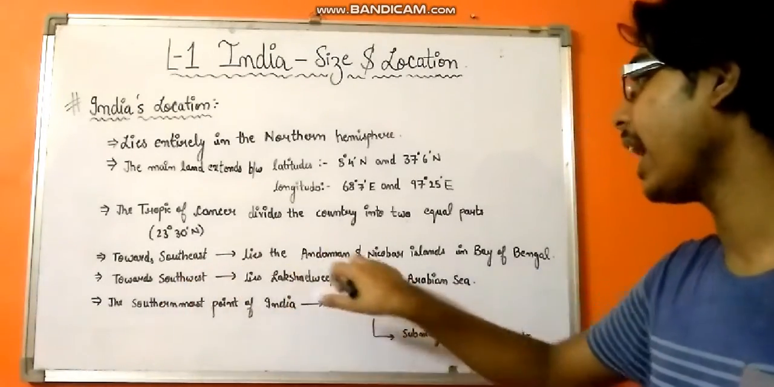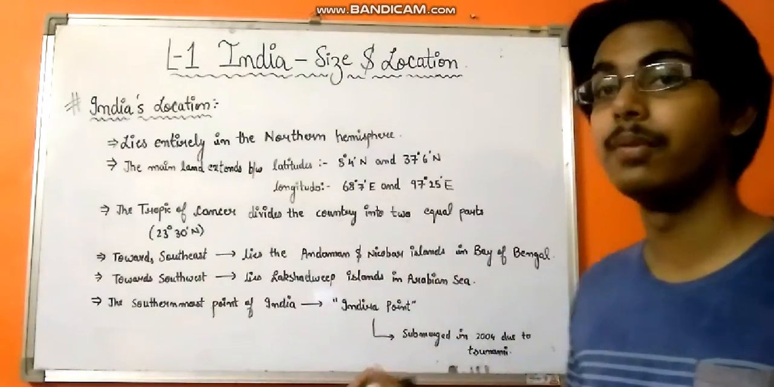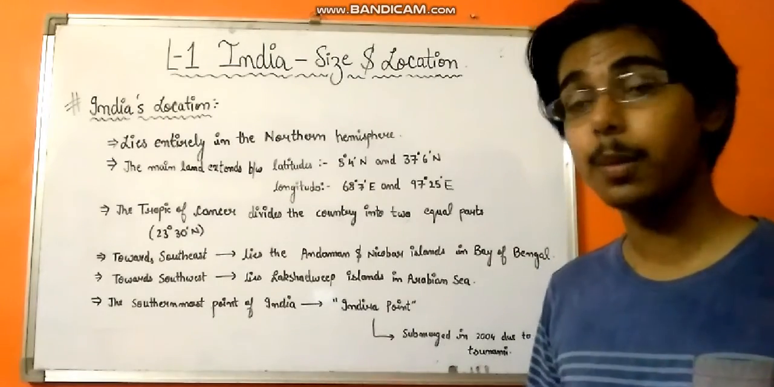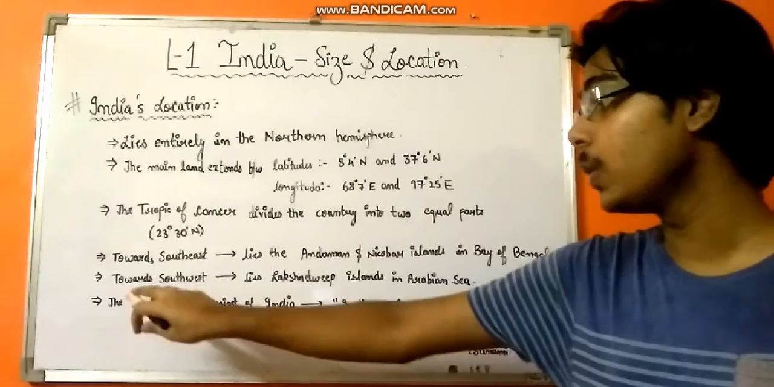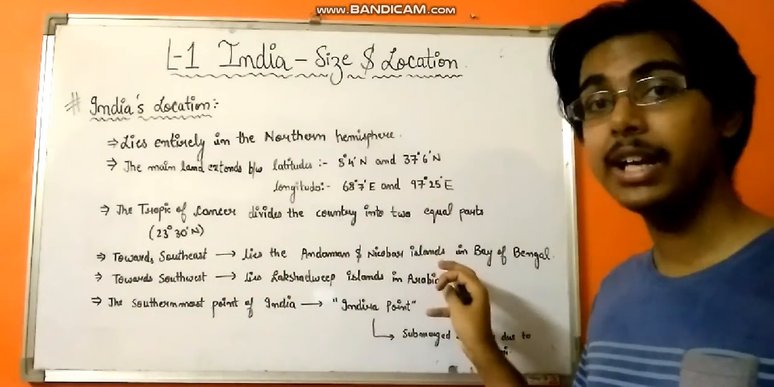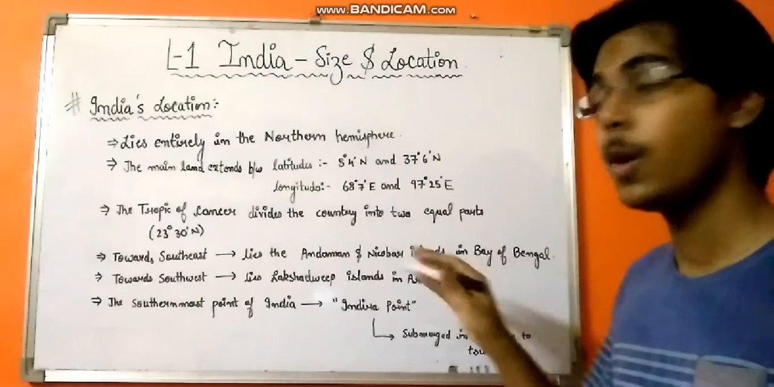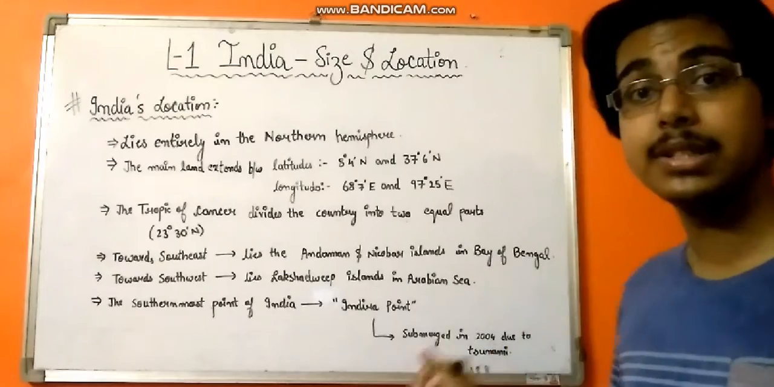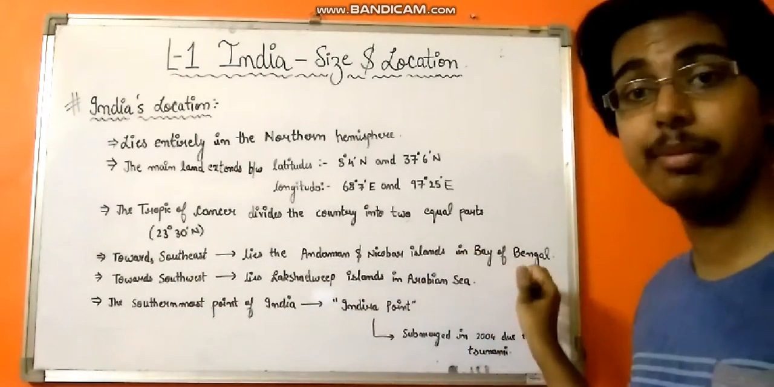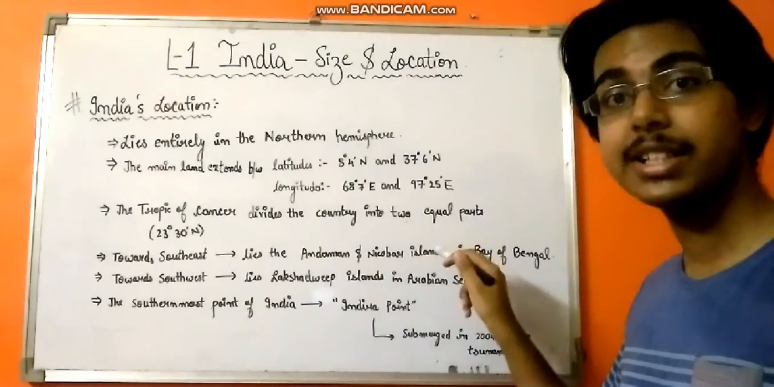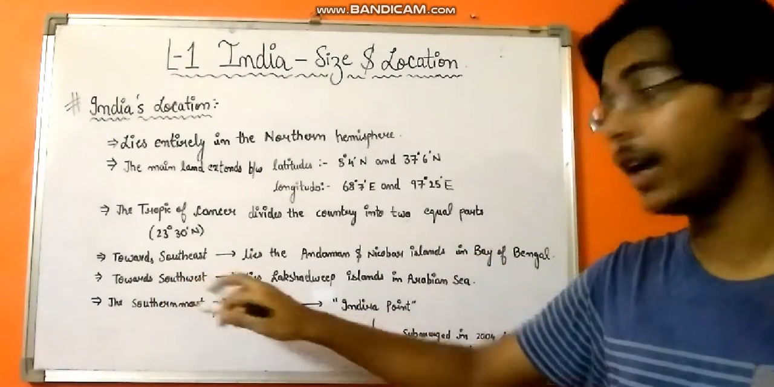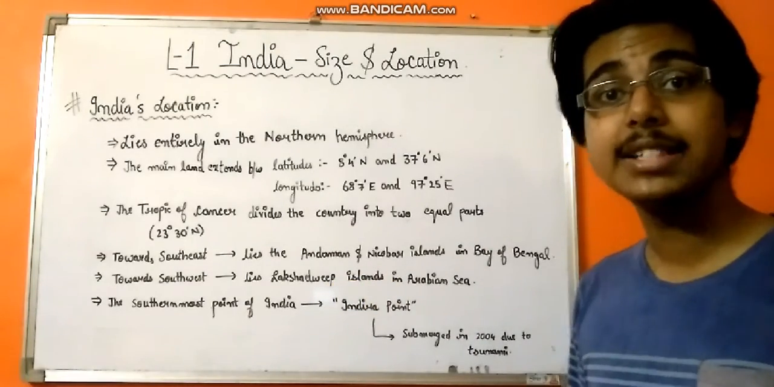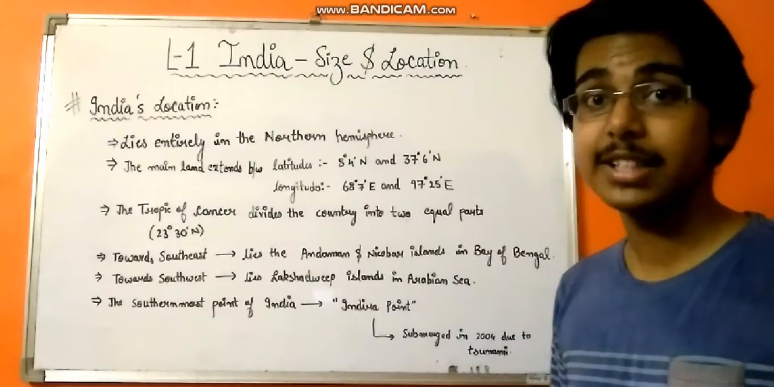Towards southeast lie the Andaman and Nicobar Islands in the Bay of Bengal. So towards southeast of the country, if you take out the political map or physical map of India, you would probably see that towards southeast lie the Andaman and Nicobar Islands, which are actually in the Bay of Bengal. When we go towards southwest, we find that the Lakshadweep Islands are there in the Arabian Sea. So towards southeast, we have the Bay of Bengal, where the Andaman and Nicobar Islands are situated. And when we go towards southwest of the country, we have the Arabian Sea, in which the Lakshadweep Islands are situated. Now Lakshadweep Islands are the largest coral reef islands that we have.